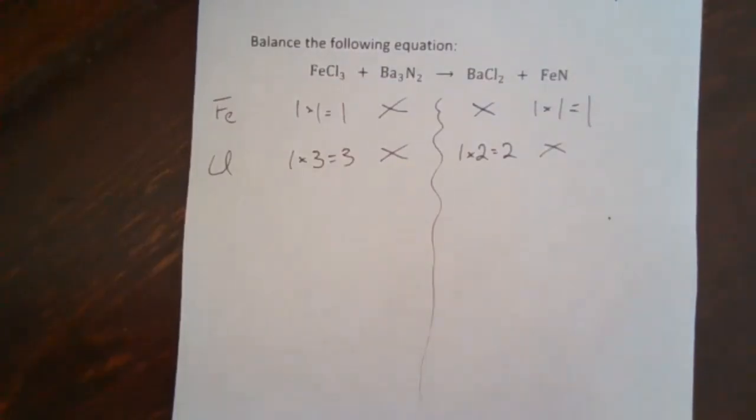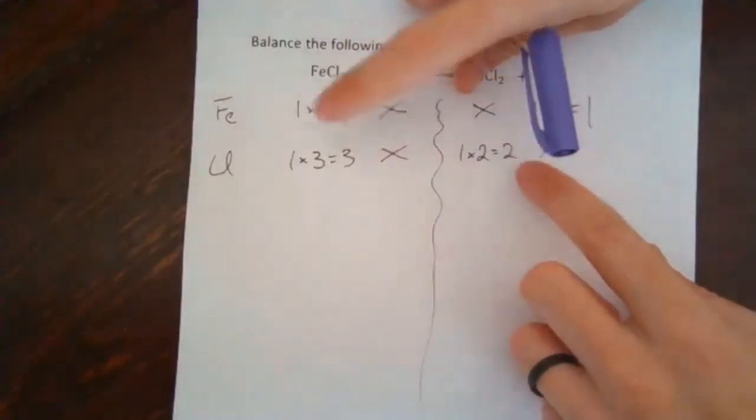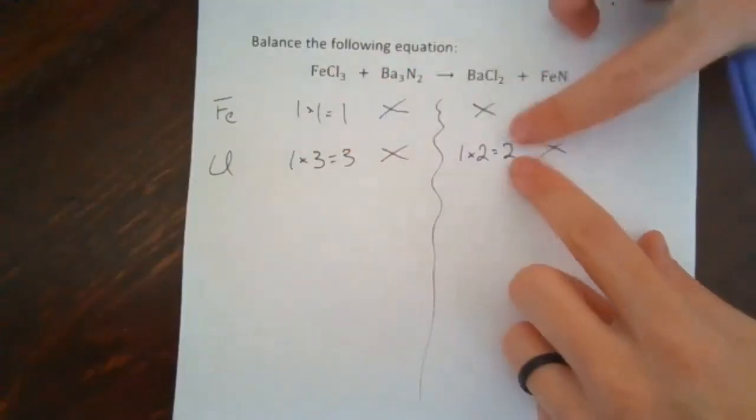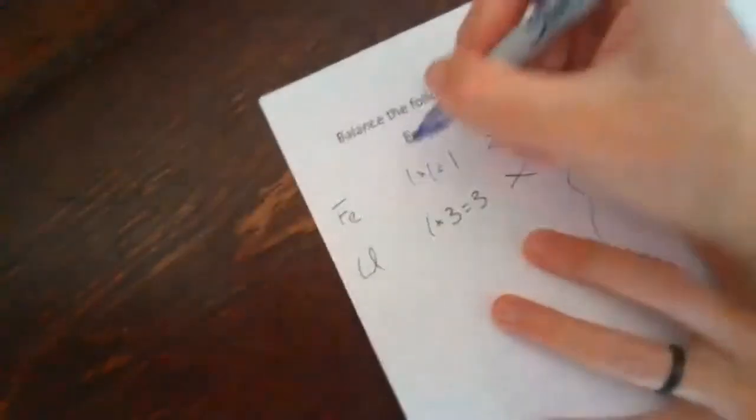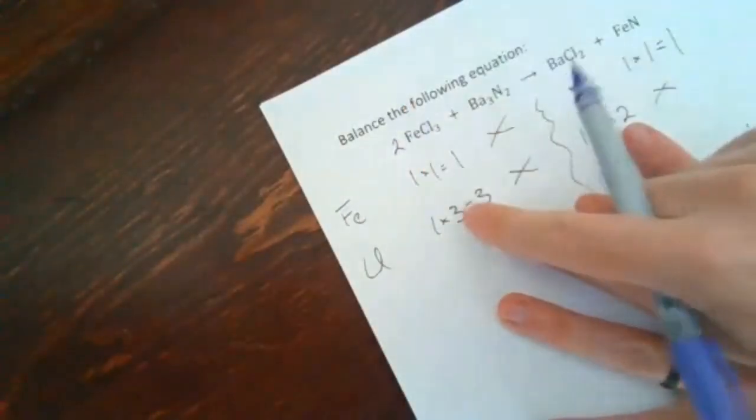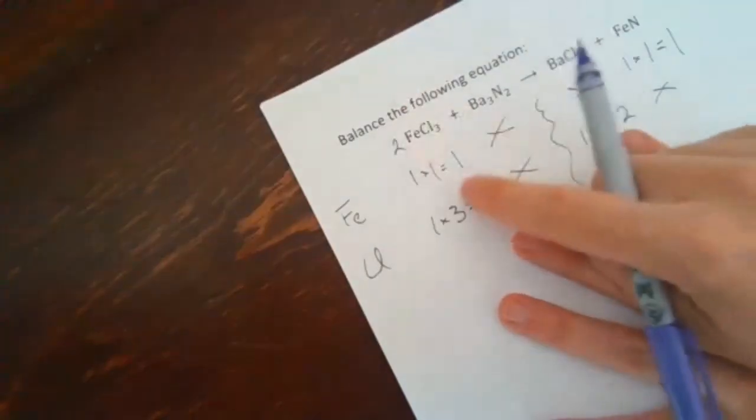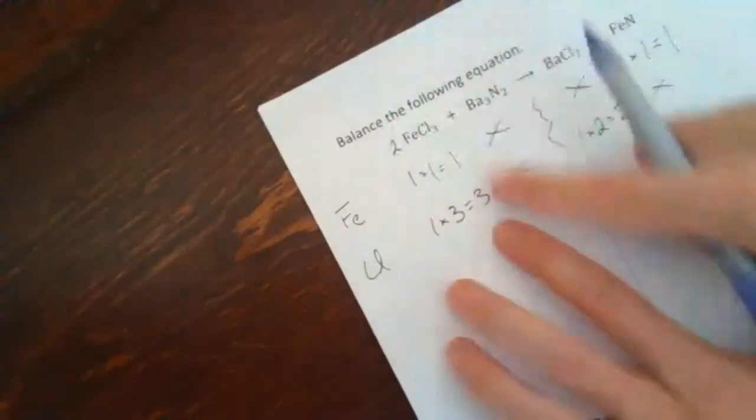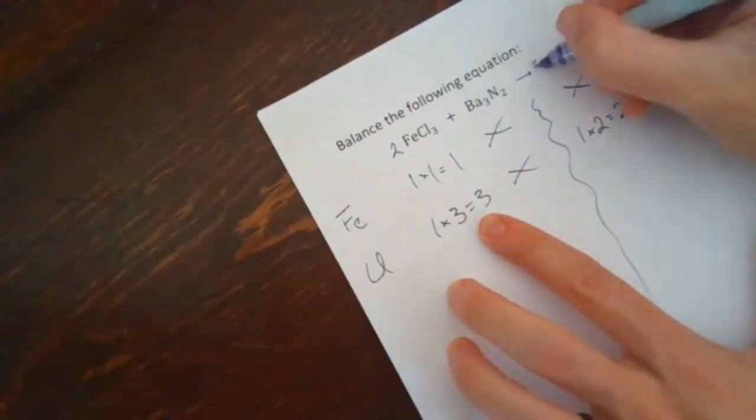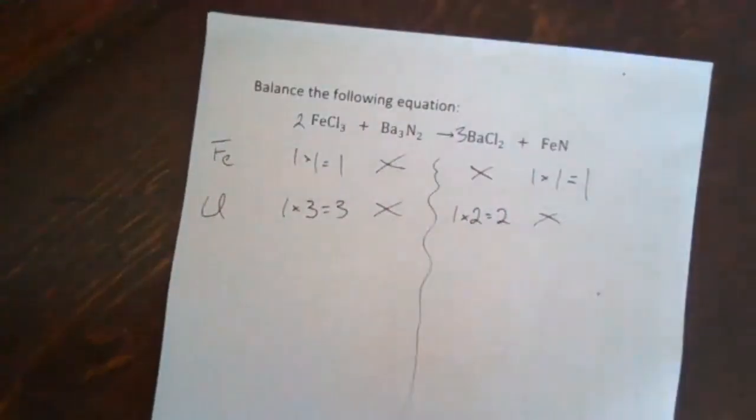What we can do when we have this sort of situation where these numbers are not divisible by each other is we can take this 2, put that right here in front of the chlorine, in front of where this chlorine is. We take the 2 over here, put it in front of that. We take this 3 and put it in front of that.